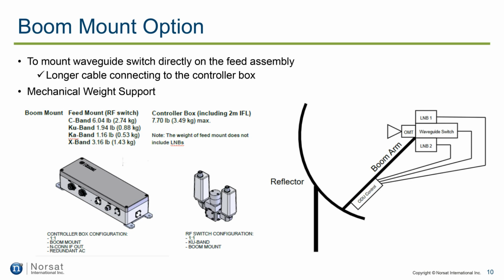The boom mount option enables direct mounting of the waveguide switch onto the feed assembly, eliminating intermediate components and reducing signal loss. The key feature is that the waveguide switch and LNBs are mounted directly at the feed to minimize losses and minimize impact on G/T ratio. Other features include extended cable reach.